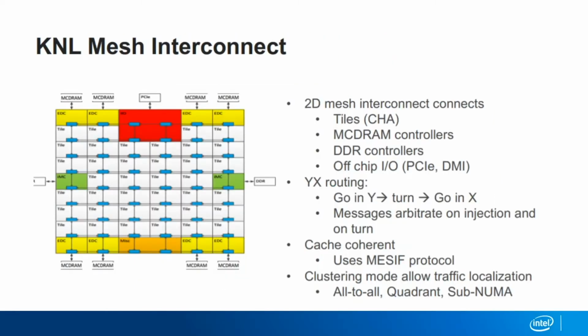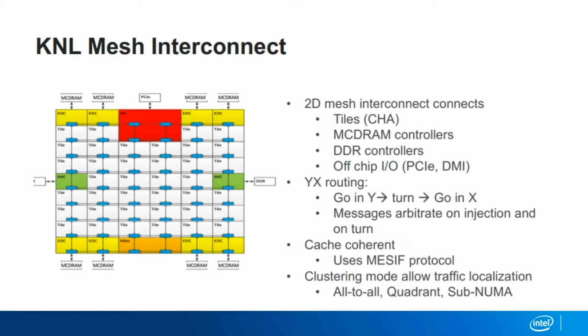So all of the cores within the Knights Landing CPU are connected using this 2D mesh. So this 2D mesh is responsible for moving data between all the different tiles and components on the chip. It has YX routing, meaning messages will first go in the Y direction and then move in the X direction.